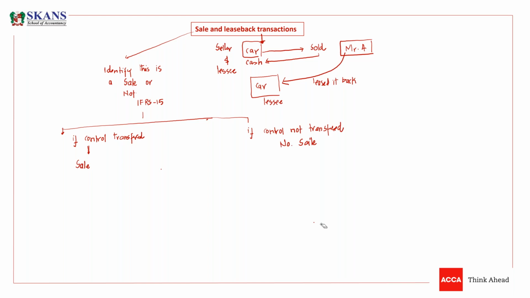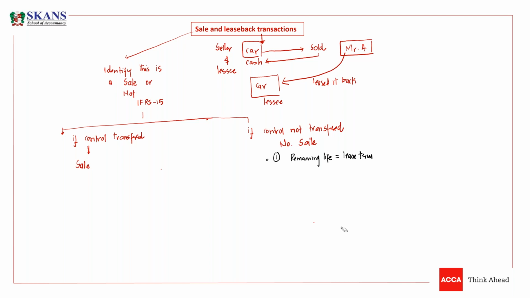Now, what are the indications? Let me write some indications. Indication: if the remaining life of the asset is equal to the lease term. If the remaining life of the asset is equal to the lease term, it means the remaining life of the car was 5 years and we have leased it back for 5 years.